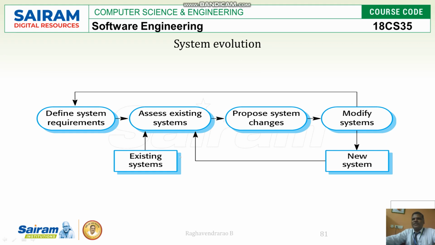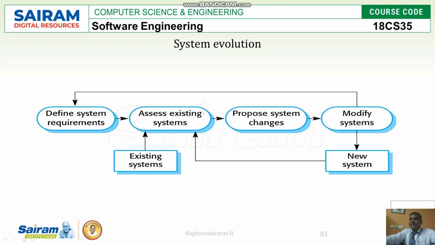That's what has been said in this diagram. Define system requirements. Assess existing systems. Existing systems are going to be there. Then propose the system changes, any changes that are required. Modify the system. New system is going to be present. Again, if you are going to have some modifications in that, it directly goes to the existing system.